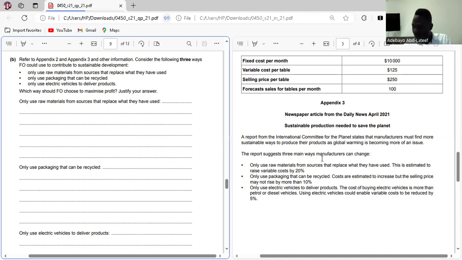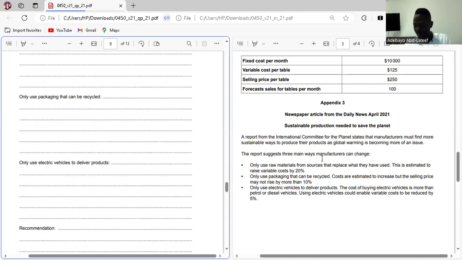Now, only use recycled packaging. It increases the reputation of FO, which may bring about an increase in sales. Two, it also makes the product packaging sustainable. Makes it good. And it will last longer. If it doesn't last longer, you cannot recycle it. Fair. And the problem, it will not be suitable for large items like furniture. Might not be suitable. Clear?